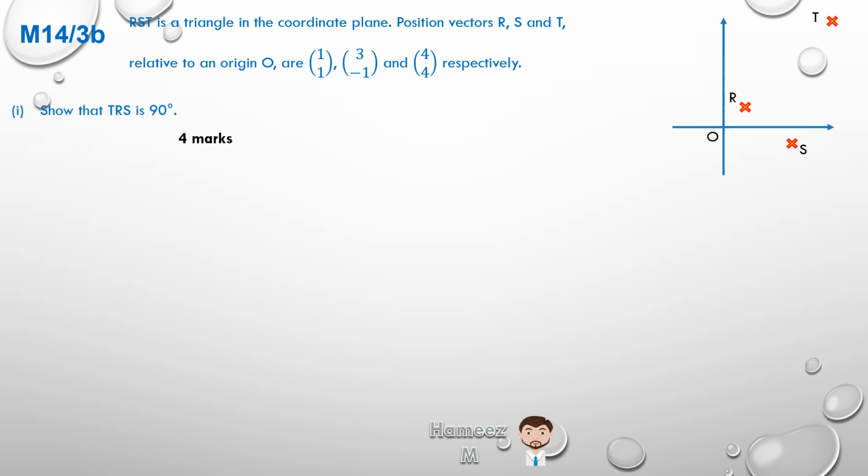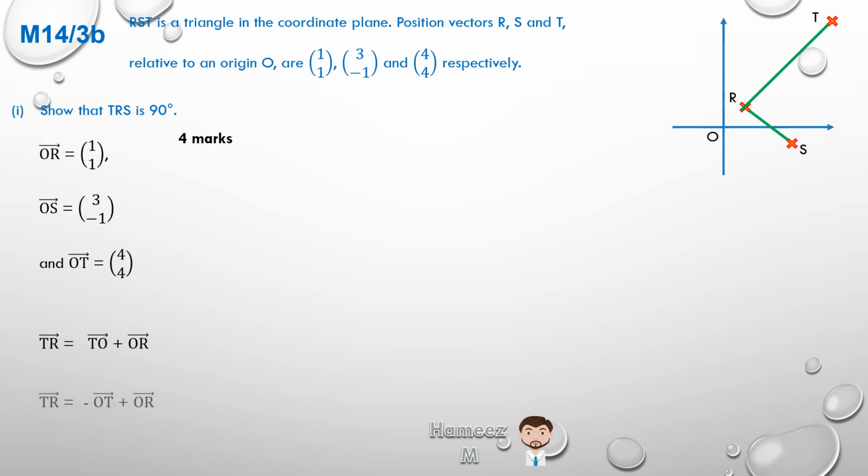Show that TRS is equal to 90 degrees. And let's draw a green line from T to R and one from R to S. So how do we work that out? We know OR is (1, 1), OS is (3, minus 1), and OT is (4, 4). And we want to find TR, the vector that goes that way. Clearly we can see it's moving to the left and downwards. So TR is equal to TO plus OR. And we know OT, so we can rewrite it in that form. TR is equal to minus OT plus OR.